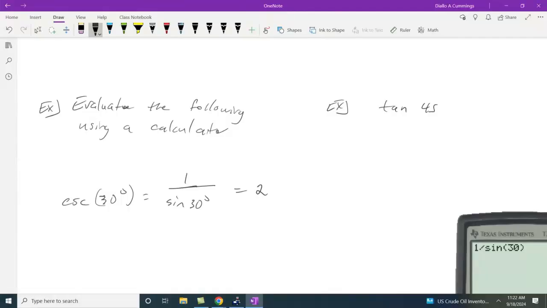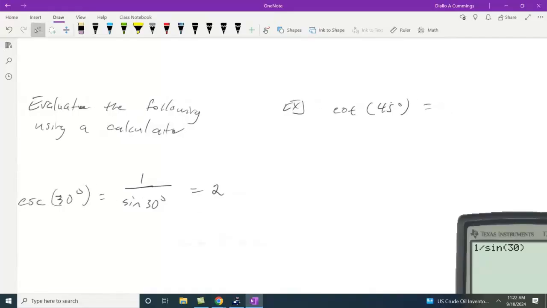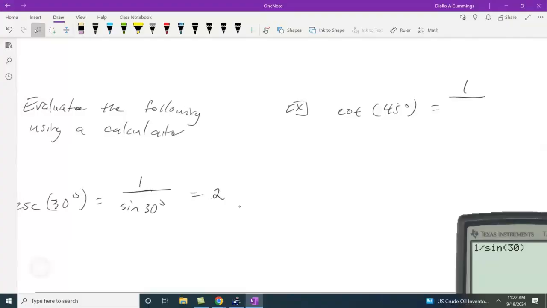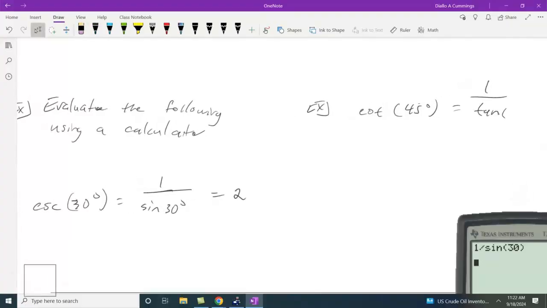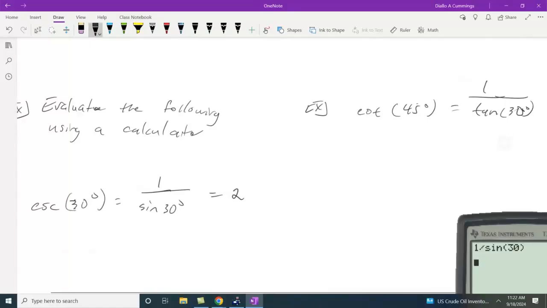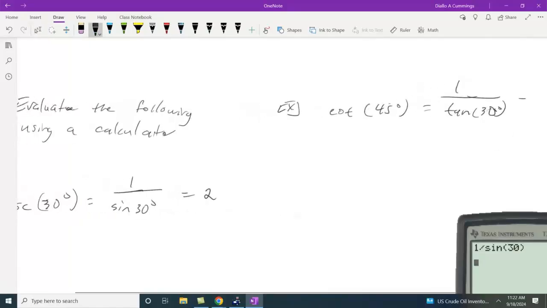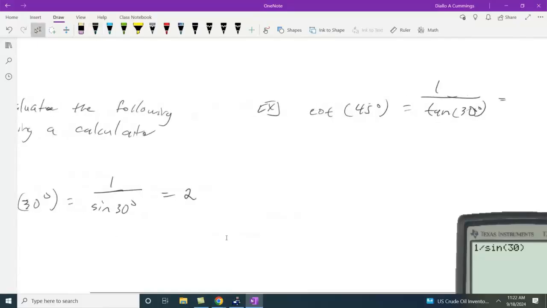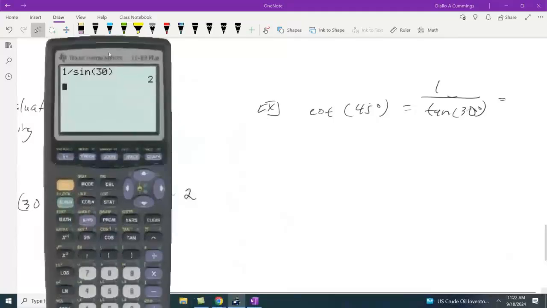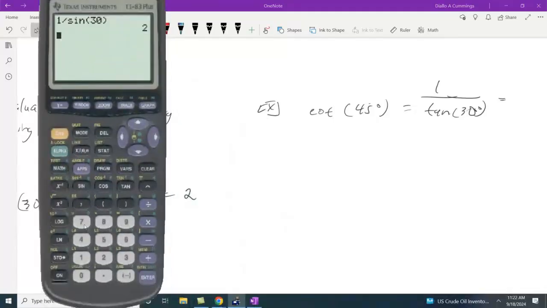So here's just another example. What is the cotangent of 45 degrees? Right. Well, I don't have a cotangent function on my calculator, but I can use a reciprocal function, 1 divided by the tangent of 30 degrees. So if I put that in my calculator, 1 divided by the tangent of 30 degrees gives us like 1.73.